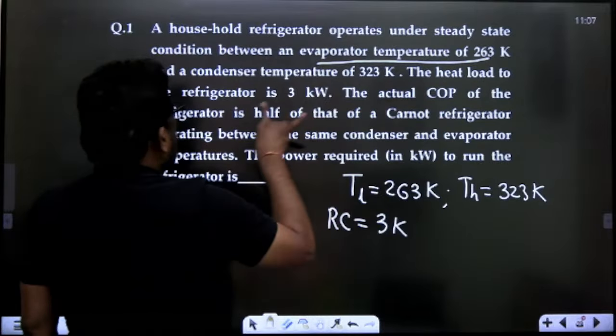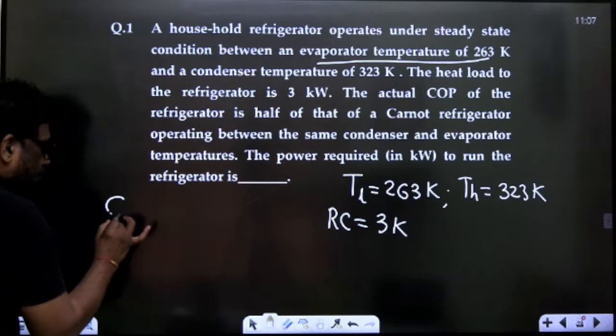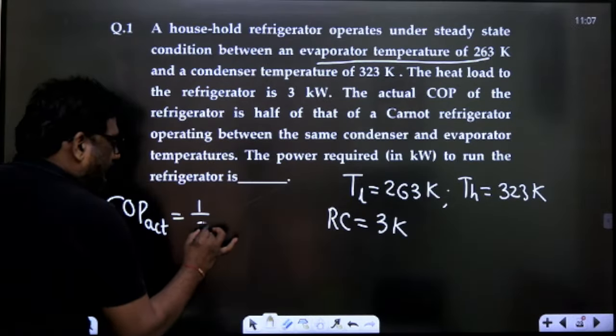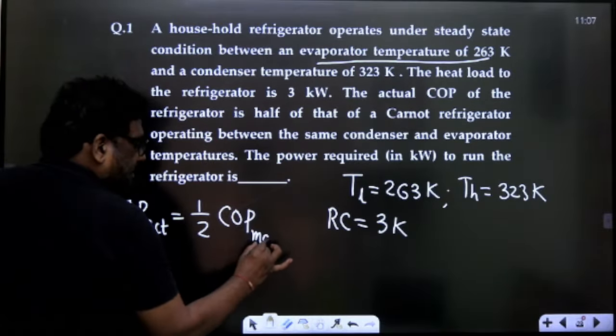The actual COP is half of the Carnot COP. Listen carefully. The actual COP is half of the Carnot COP. Can I say Carnot COP is the maximum? Yes, it is a reversed refrigeration cycle, the reverse Carnot cycle, it is maximum.